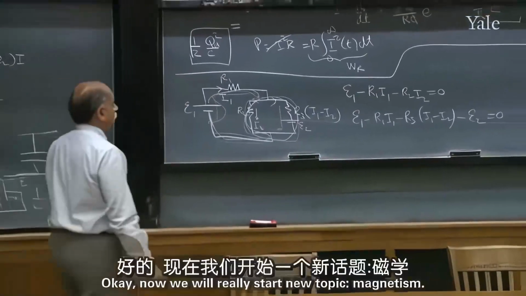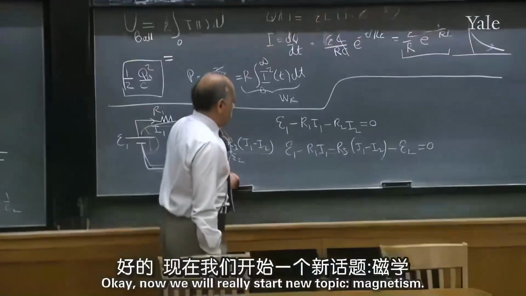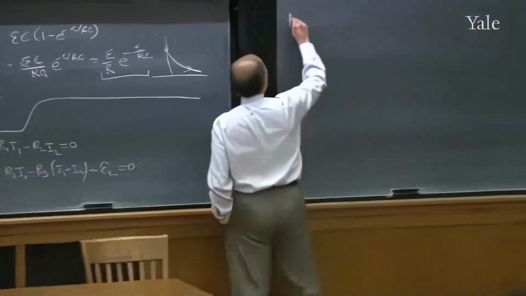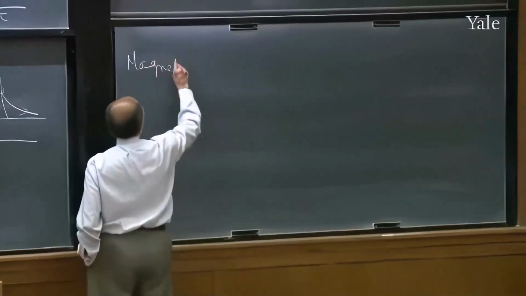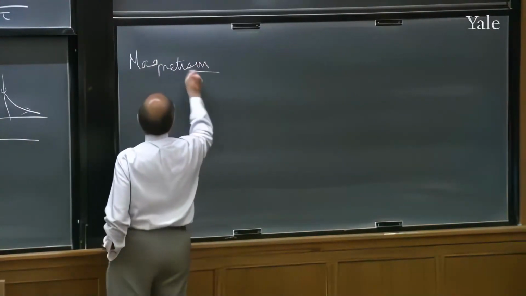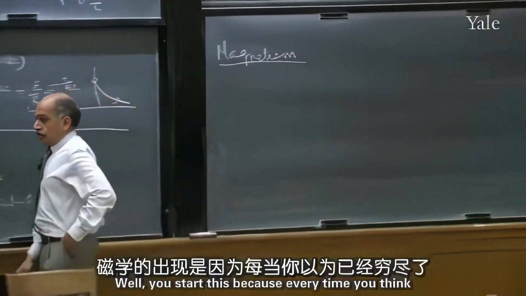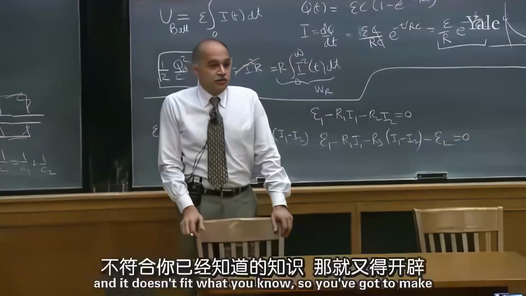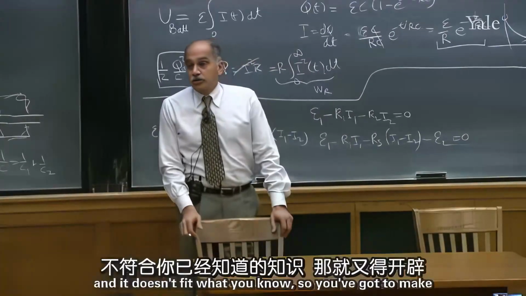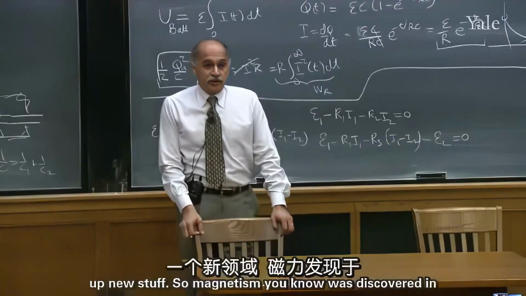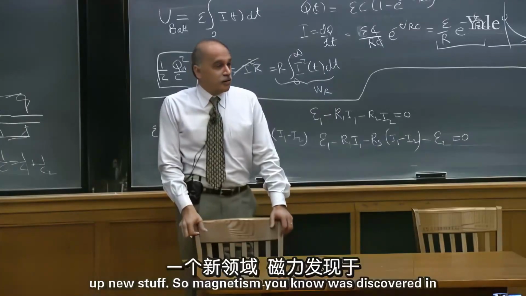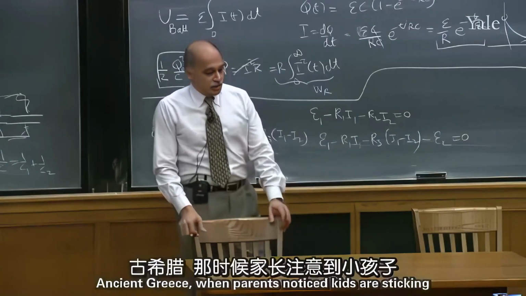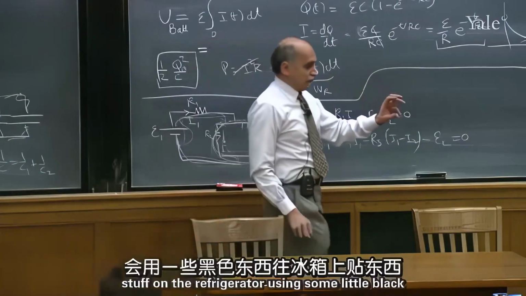Okay. Now we will really start a new topic, magnetism. Well, you start this because every time you think you're done with physics, somebody does some experiment and it doesn't fit what you know. So you've got to make up new stuff. So magnetism was discovered in ancient Greece when parents noted that kids were sticking stuff on the refrigerator using some little black things.